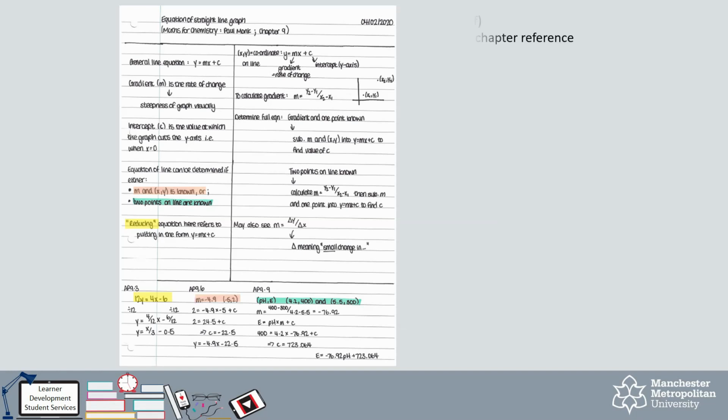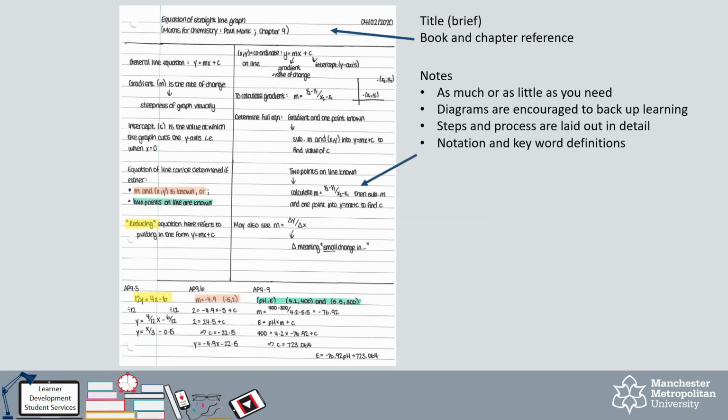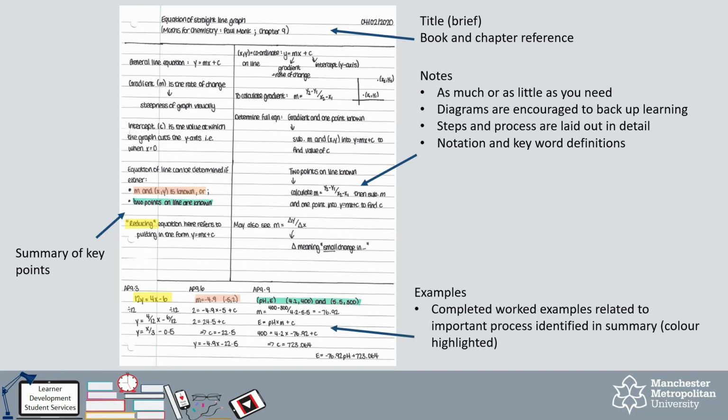So just to summarise, the title in brief goes at the top, including any book and chapter references that you may want. The main notes of the page can be as much or as little as you need. You can draw diagrams to back up the learning. You lay out the steps and processes in detail and pick out any notation or keyword definitions that you feel you might need to remember. On the left-hand side, after you've done those notes, then make a summary of those key points. And at the bottom, I recommend putting some examples. Make sure you complete them as well.